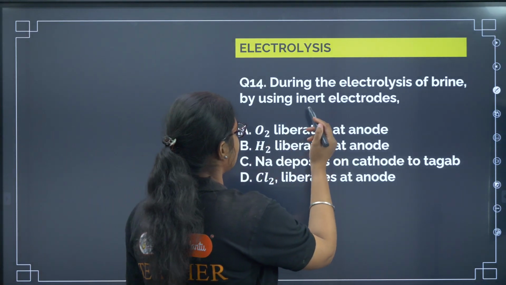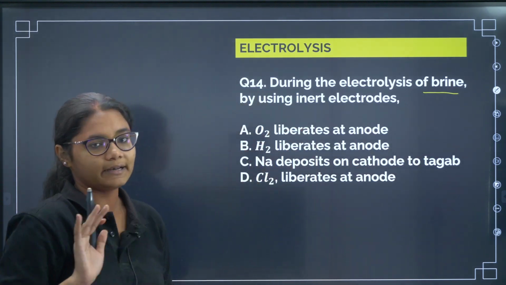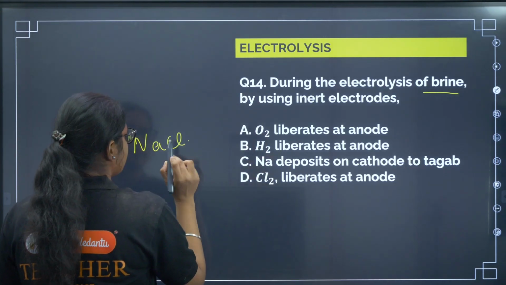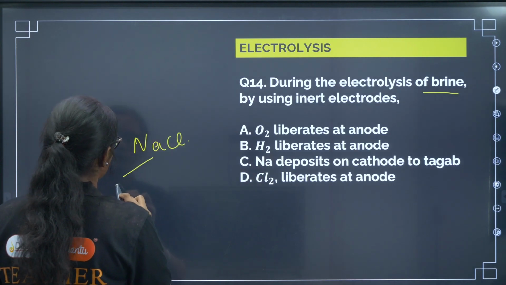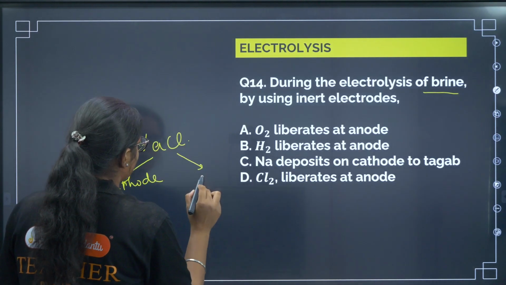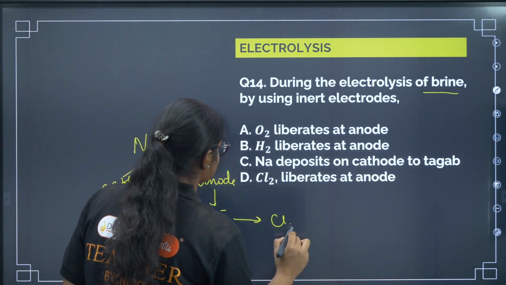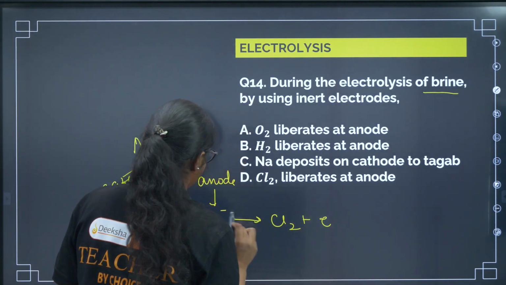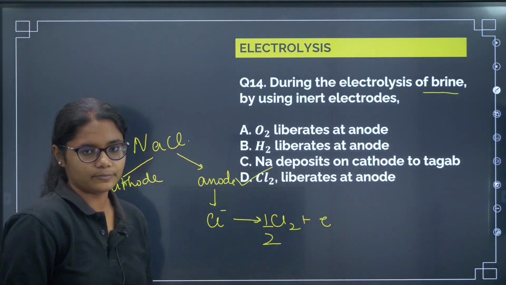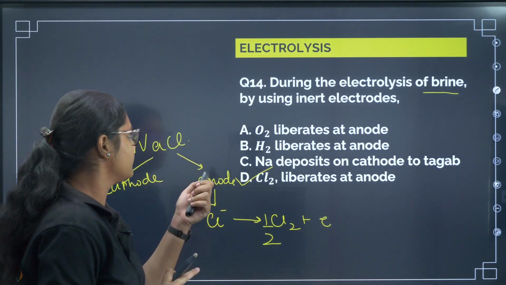You can see this during the electrolysis of brine by using inert electrodes. Brine means NaCl is there, right? Na plus will go towards the cathode and Cl minus will go towards the anode, and Cl minus will become half Cl2 plus 1 electron. So chlorine is liberated at the anode. You can remember this from that table, products of electrolysis.